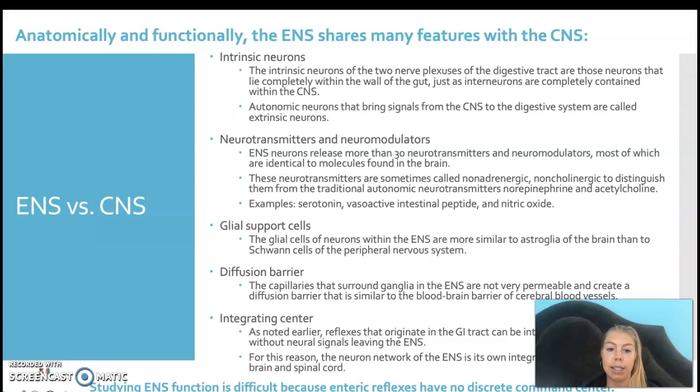And then an integrating center. So as I talked about earlier, reflexes that originate in the GI tract can be integrated and acted on without neural signals ever leaving the enteric nervous system. For this reason, the neuron network of the ENS is its own integrating center, much like the brain and the spinal cord. However, this creates some difficulties. As noted below, studying enteric nervous system function is challenging because these enteric reflexes have no discrete command center.